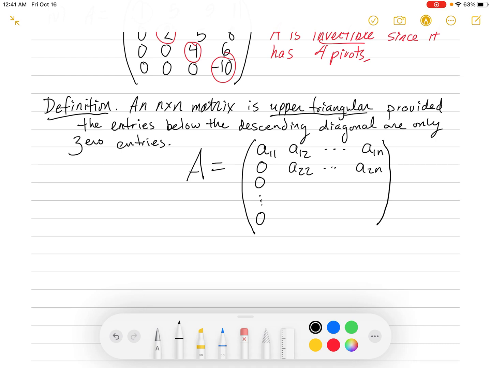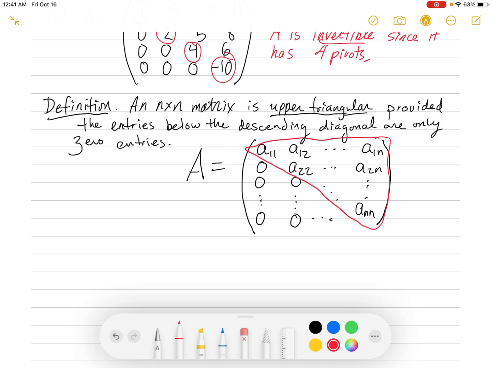Now A22 is on the main diagonal, the descending diagonal, so we're going to have 0s below that. All right, and so on and so forth. You're going down this diagonal, A33, A44, all the way to Ann. Below this diagonal, you're going to have a bunch of zeros. If you imagine being upper triangular, this forms kind of like a triangle, and in the bottom left corner, you have your zeros.